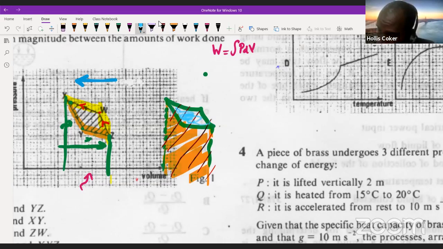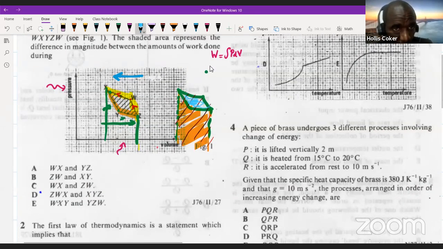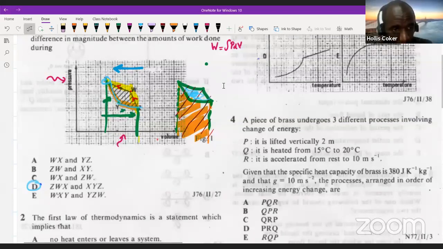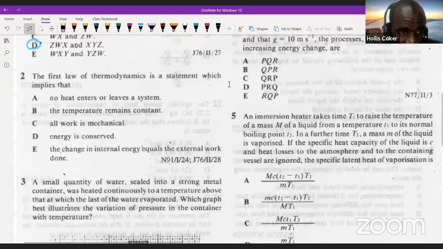So the answer really is quite simple. The shaded area represents the difference in magnitude between the amount of work done during compression, which is Z to X, which is Z to W and W to X, or Z, W, X, so that's this one here, and between X, Y, Z. So X, Y, Z, you go from here all the way to here to here. That's the answer, D.